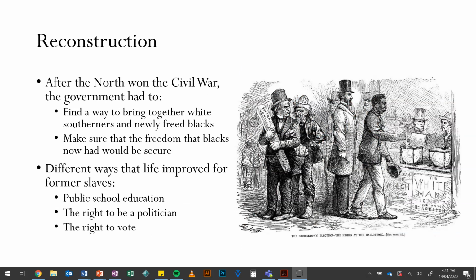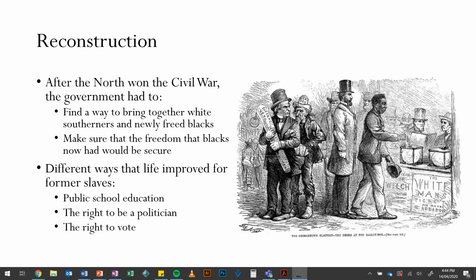After the Civil War was won by the Union, or the North, they had to do something to rebuild the nation, because the Civil War essentially divided the United States. So the government had to find a way to bring together white Southerners who wanted to secede, or split off from the United States, but also newly freed blacks. And they had to make sure that the freedom that the blacks now had because of this victory in the Civil War would be secure.